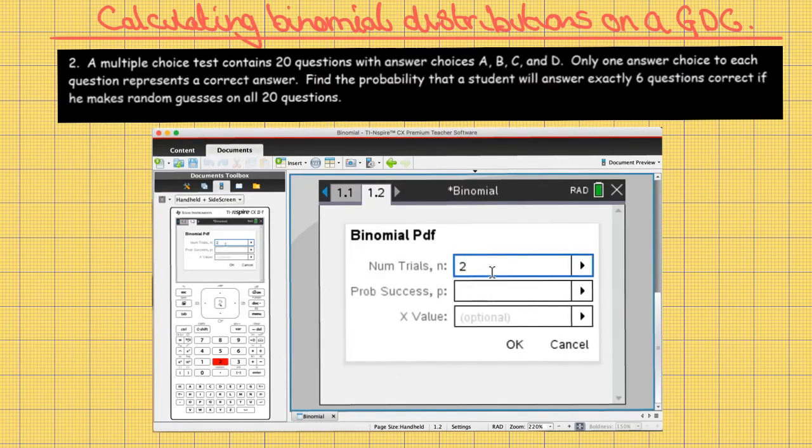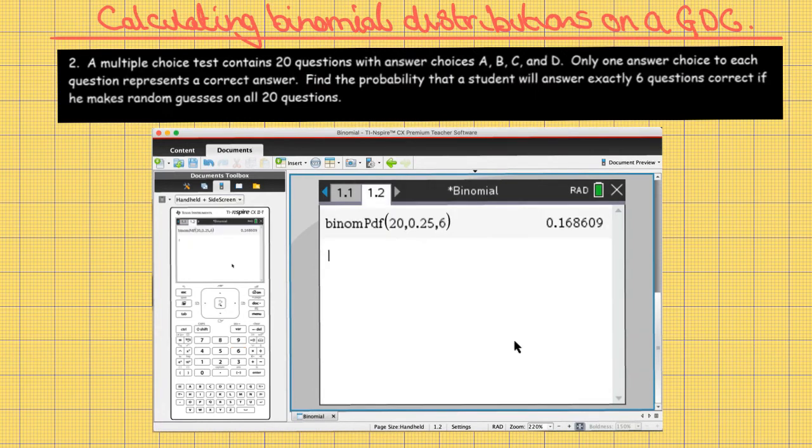N is 20, P is 0.25, X value, which is optional for us, is 6. Press OK. The probability is 0.168609.